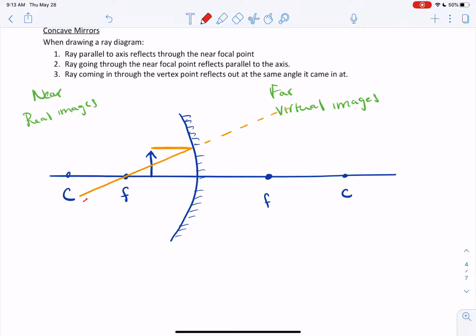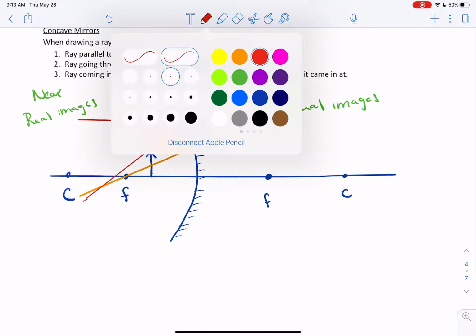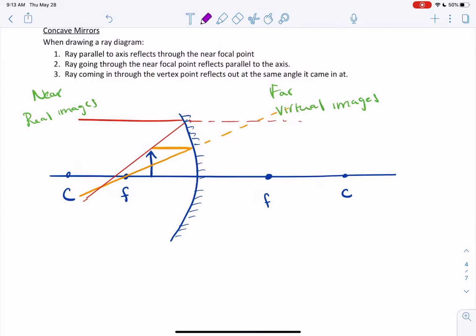So this is our ray. It's going to reflect up from here, from our focal point, and then go back parallel. All right, let's do our third ray, which is the ray coming through the vertex point. Remember, this is our vertex point in the middle. And it reflects out at the same angle it came in at.